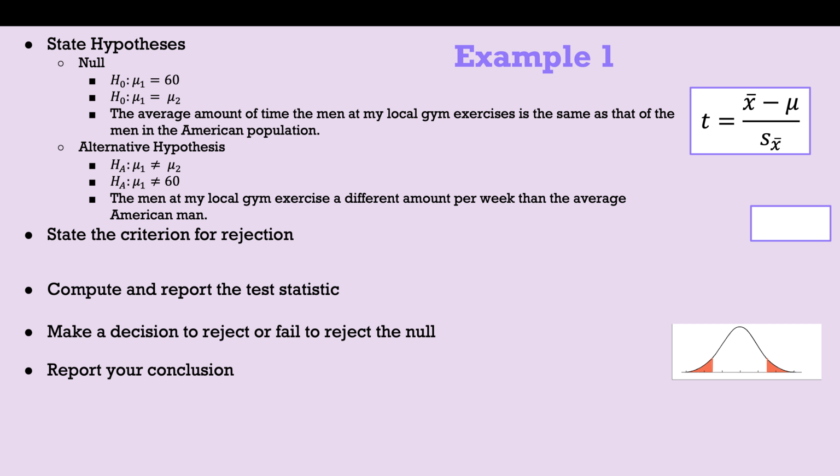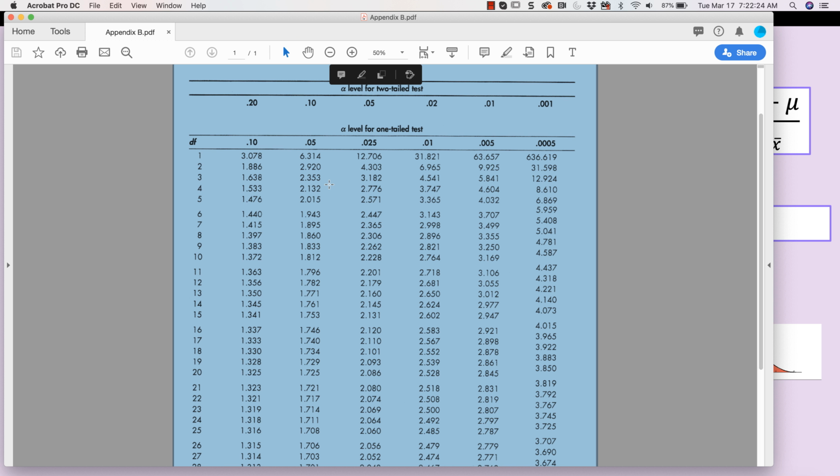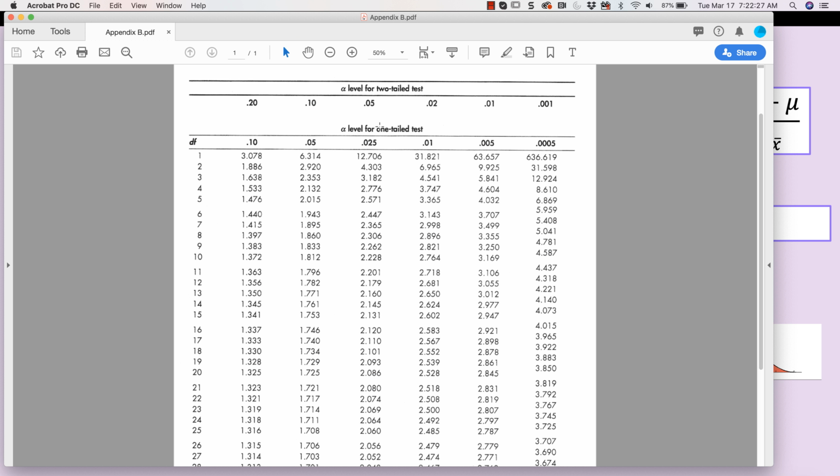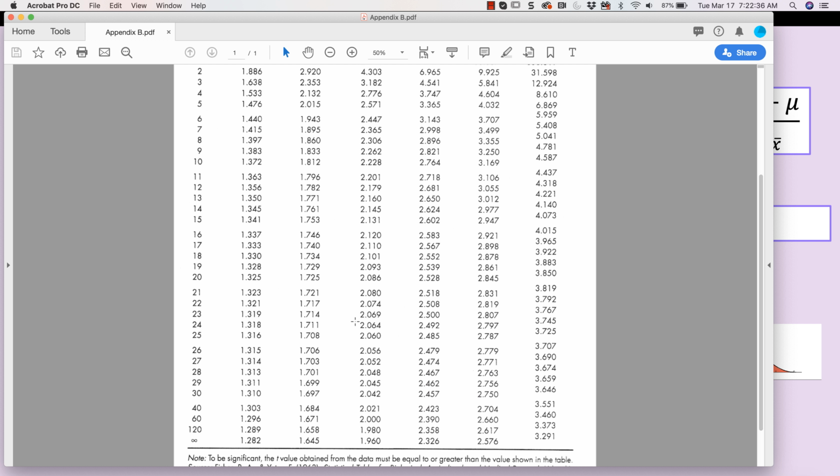We want to set the criterion for rejection. Again, alpha is 0.05, just like we saw before. And then we're going to use our Appendix B to find our t critical value. What is our region of rejection for this example? So we have 25 men, right? And our degrees of freedom is 24. It's a one sample t-test. So we'll use the alpha for a two-tailed test at 0.05 and go all the way down here to 24. And we will see that our t critical value is going to be 2.064.